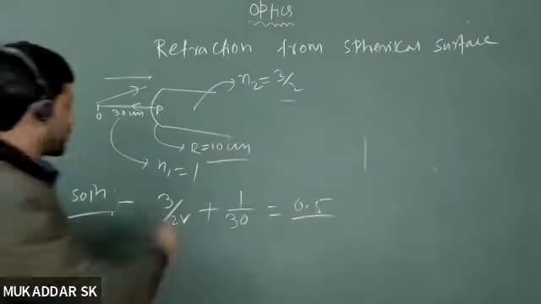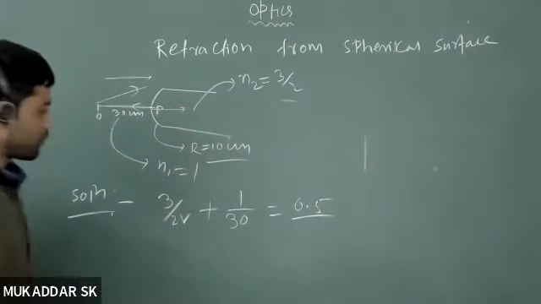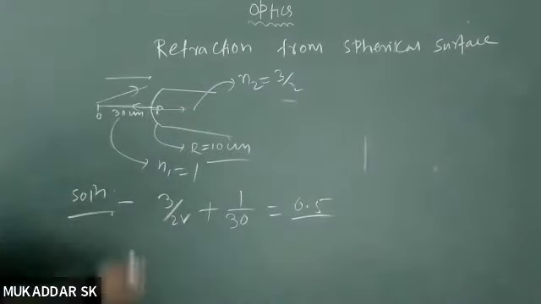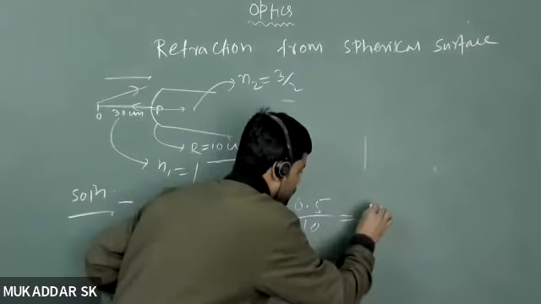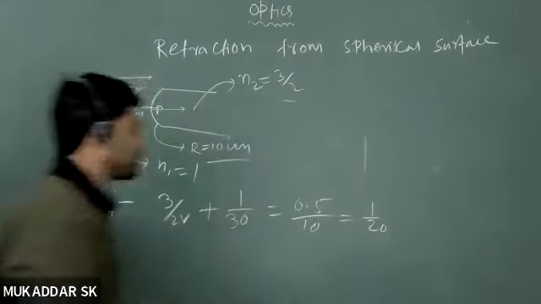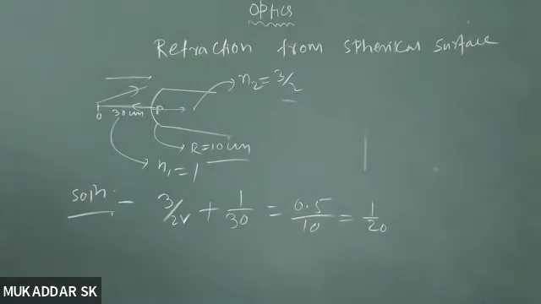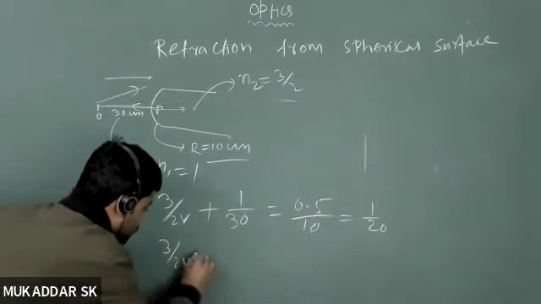It will be positive, right? Because this is the direction for radius of curvature, and it is same like direction of incident ray. So I'll use 10. So basically this is nothing but 1 by 20, because 0.5 is nothing but 1 by 2, right? So it should be 1 by 20. Okay, so it means 3 by 2 V, that should be equal to how much?